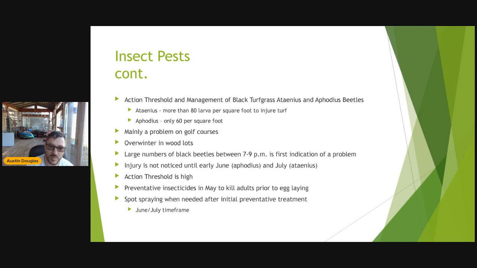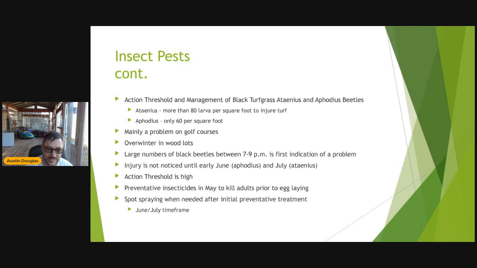But again, this is mainly going to be a problem on a golf course. You're not going to have too much of an issue on residential turfgrass. The main reason for that is because we have a lot of natural enemies that are handling these beetles in residential turfgrass. We're also not mowing as low as what a golf course does. But these beetles, they're going to overwinter in woodlots.